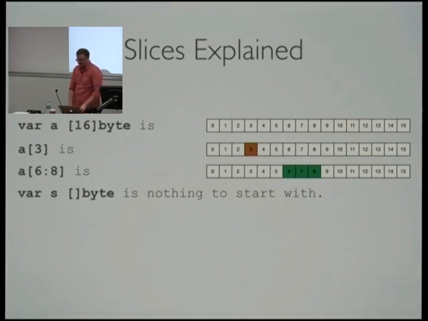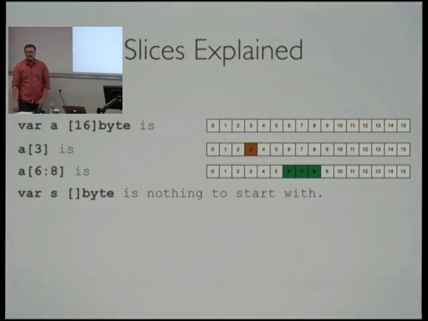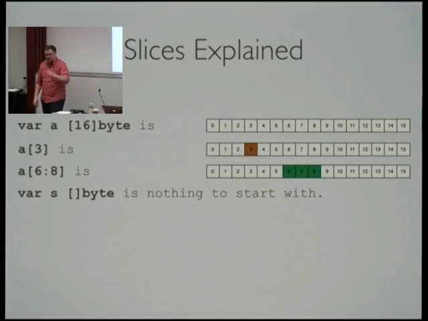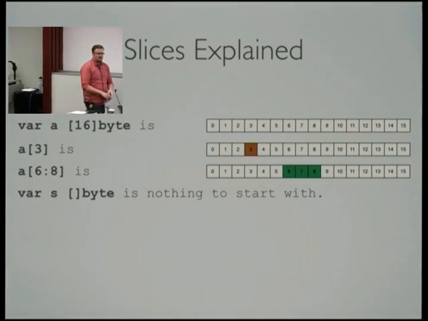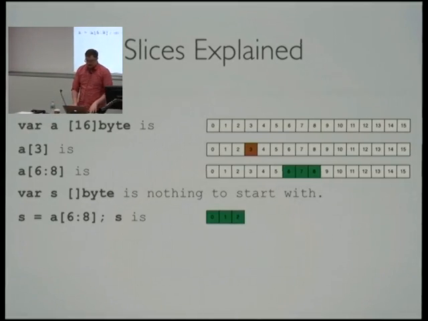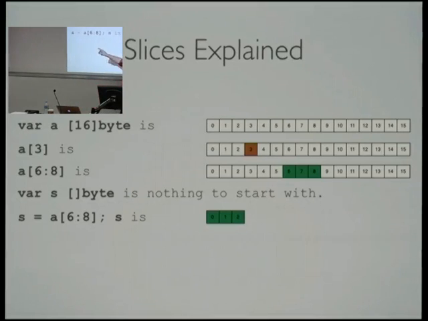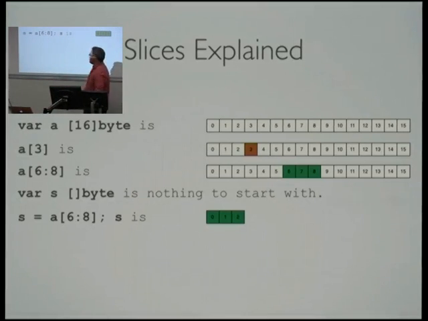So we talked about slices. If you declare a slice of bytes, var s []byte, it starts out at 0. One of the things that is interesting about Go is whenever you declare a variable or struct, whenever you instantiate anything, it is zeroed. There is no uninitialized memory. You don't have to worry about what's there. If you declare an int, it's a 0. If you declare a slice, it's an empty slice. If you declare an array, it's zeroed. So everything starts at the 0 state. Now we can take our s and say s equals a[6:8]. This is now s.